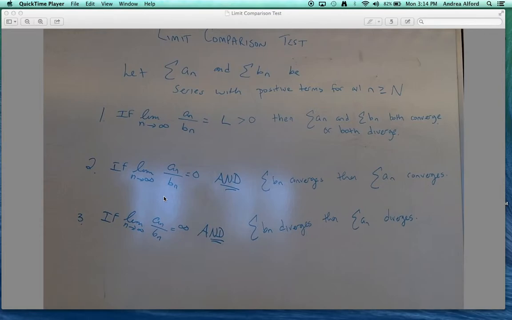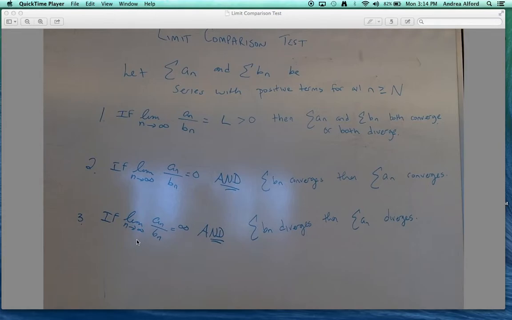Suppose we take the limit of a sub n over b sub n and we get 0. And the sum of b sub n, the one in the denominator, converges. Well, if this limit is 0, it means overall the terms in b sub n are bigger. So if b sub n is converging, then a sub n is probably smaller and it will converge too.